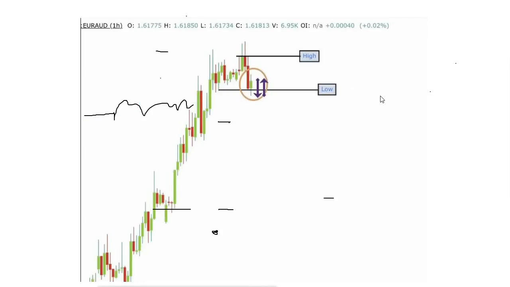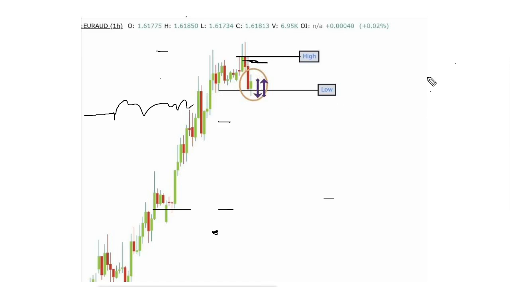So this is a practical example of it. You have your CRT candle. This is your high and this is your low, from the higher time frame. This is your CRT, this red candle. This red candle is your CRT candle. This is the high, this is the low.